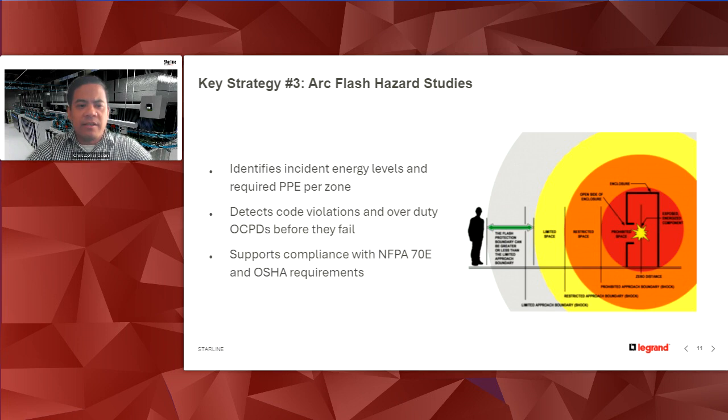OSHA requirements, I think, are self-explanatory. Everybody deals with OSHA, data center industry or not. But the NFPA 70E, it is not OSHA, but OSHA uses it as a guideline for employers to train and keep their employees safe. So getting your arc flash study done and paying attention to it really helps the organization, the company, the project as a whole. Basically equips them to be safe as they do any type of electrical work.